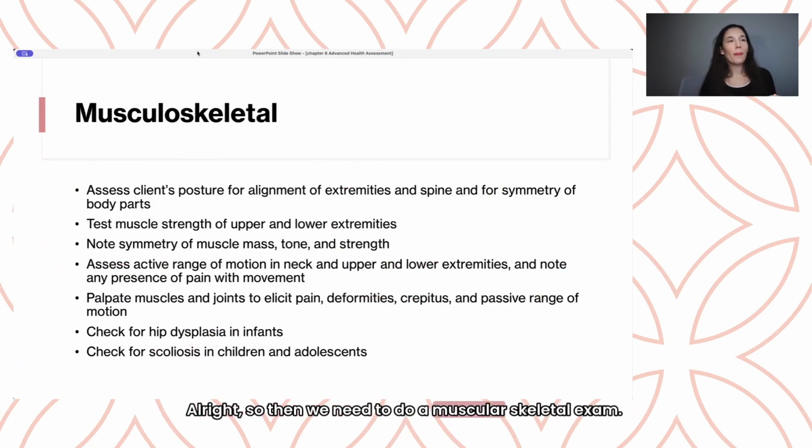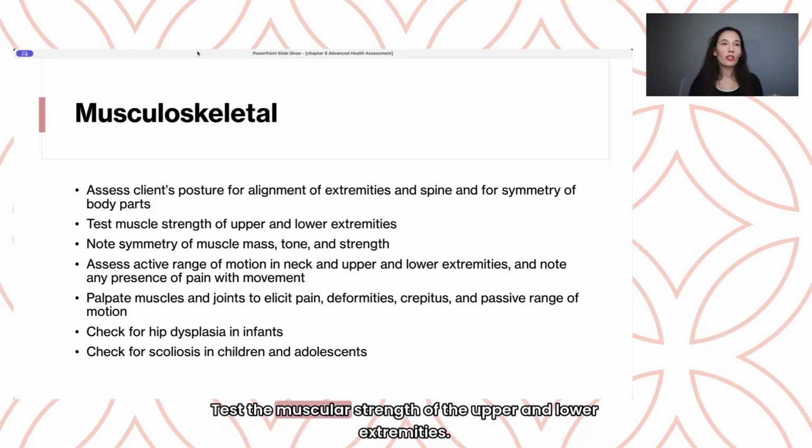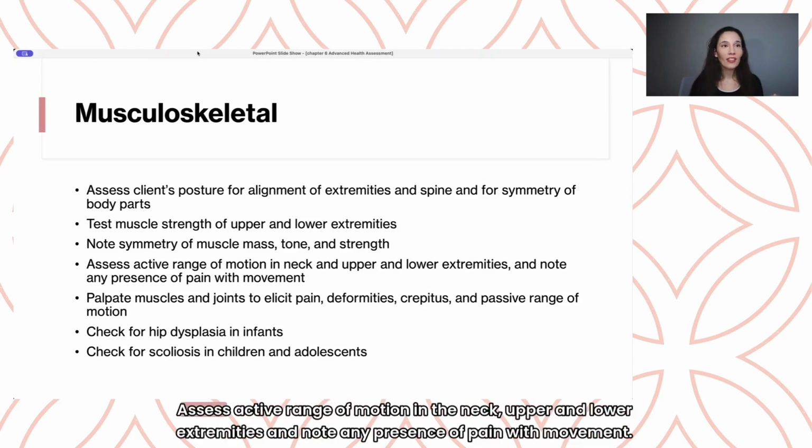All right, so then we need to do a musculoskeletal exam. Assess the client's posture for alignment of the extremities and the spine and for symmetry of the body parts. Test the muscular strength of the upper and lower extremities. Note the symmetry of muscle tone and strength. Assess active range of motion in the neck, upper and lower extremities, and note any presence of pain with movement.